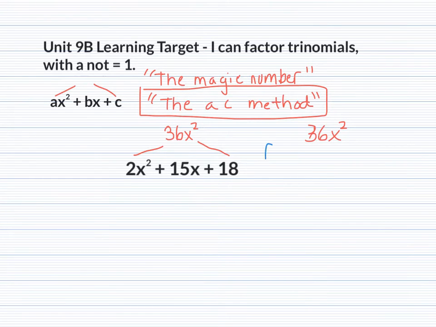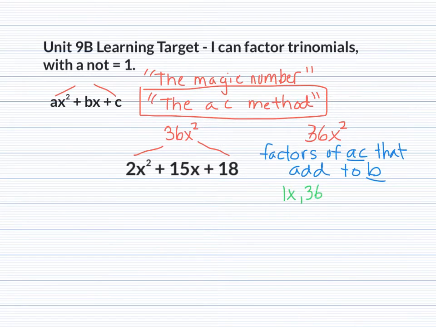Okay, so factors of AC, this time factors of AC that add to B. So we just did 36x squared. So let's look at factors of that. So we could have 1x and 36x. It's important that we have the x's on there, so we recognize x times x gives us x squared.